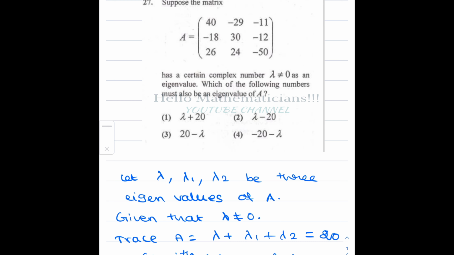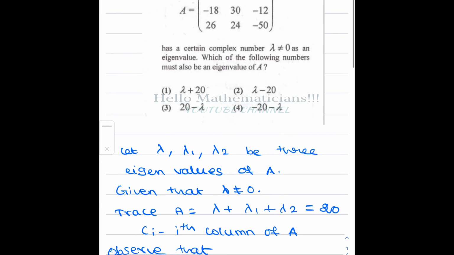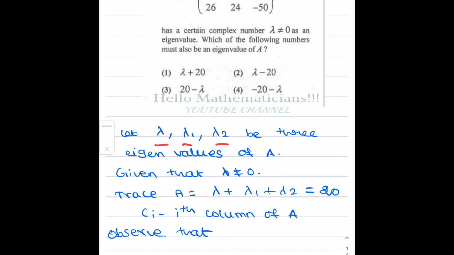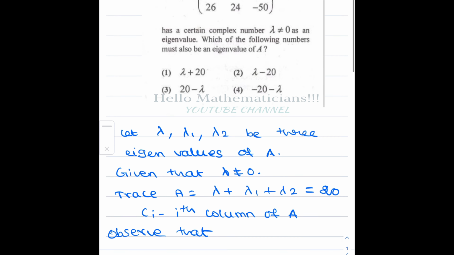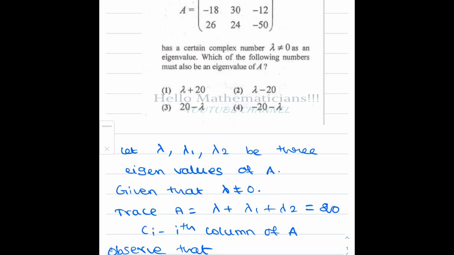Now one eigenvalue is given, so we take it lambda. Remaining two eigenvalues, we take to be lambda 1 and lambda 2. So let lambda, lambda 1, lambda 2 be the three eigenvalues of A. Given that lambda is not equal to 0, now we calculate the trace of this matrix. What is trace? Trace is the sum of the diagonal entries. So trace is 40 plus 30, 70, minus 50, 20.